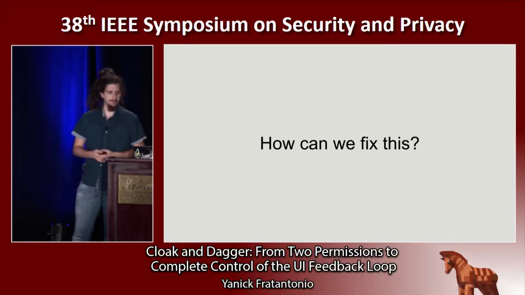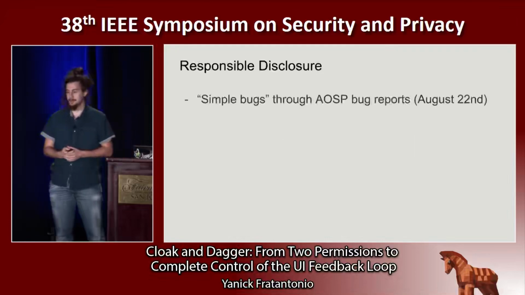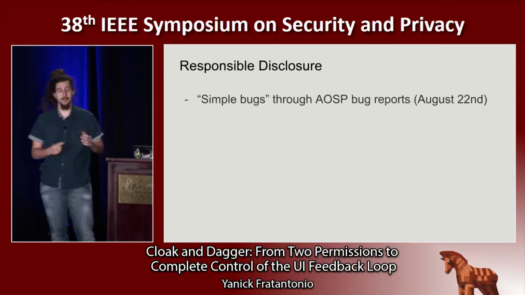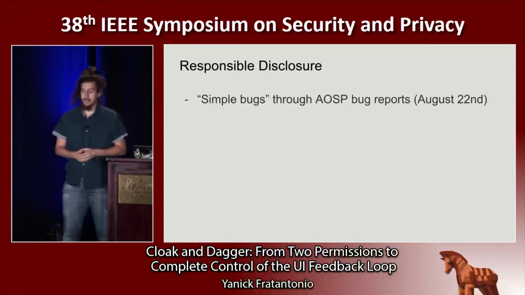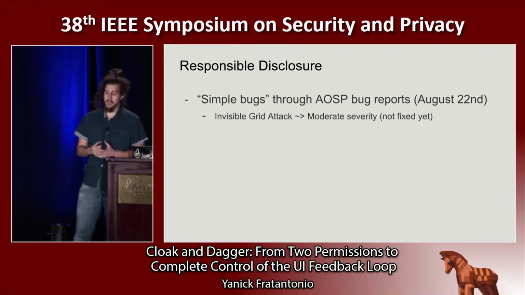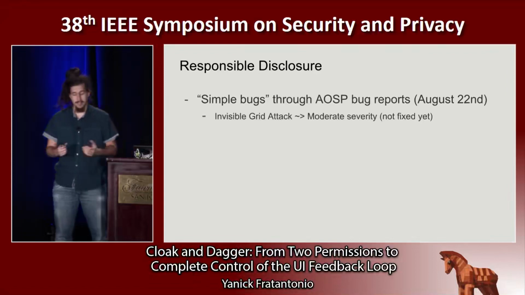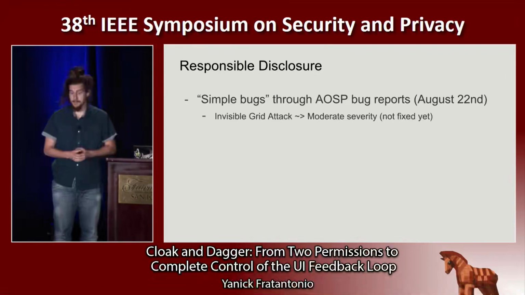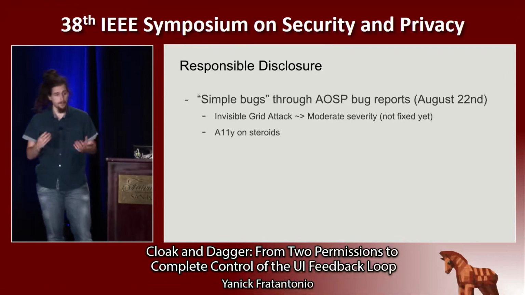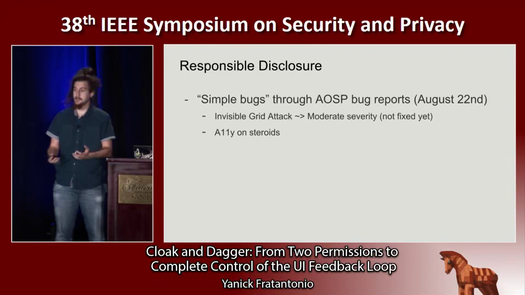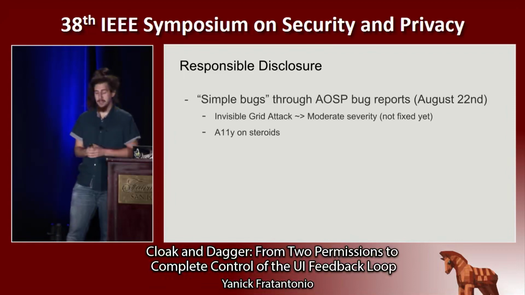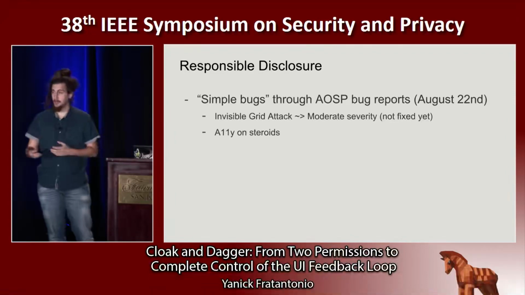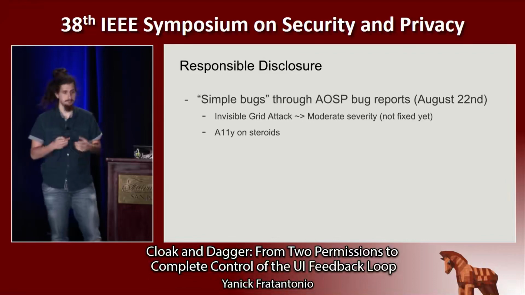So how can we fix this? Well, the first thing we did was to responsibly disclose these bugs to Google. So we started with the simple bugs, let's say, to see how it was going. We started with the invisible grid attack, and it was recognized as moderate severity, but unfortunately it's not fixed yet. And then I reported that the accessibility service documentation states you cannot steal the password, and we found you can unlock the phone with the screen off and things like this.